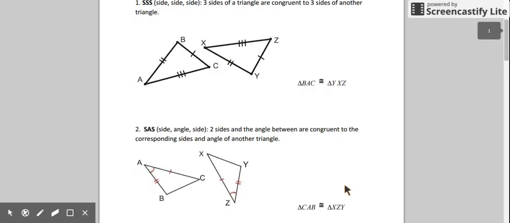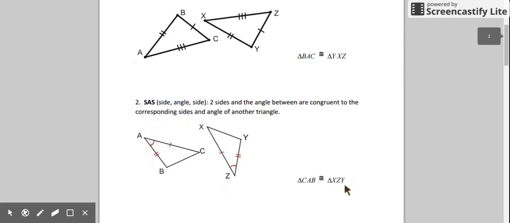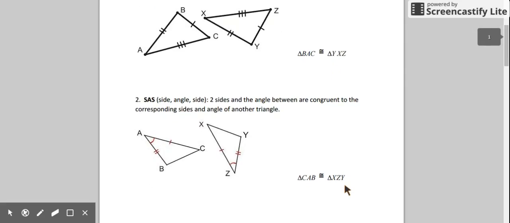A second way that we can prove 2 congruent triangles is by using a method called side, angle, side. We could do that by finding corresponding parts, specifically 2 sides that hug an angle or have an angle in between the 2 congruent sides. So as long as I know that 2 sides are congruent and that the angle in between them is also congruent, then we can say that the 2 triangles are congruent based on a side, angle, side proof. So if I name the left triangle, triangle CAB, I must name the right triangle, triangle XZY, so the corresponding parts are in the same order.